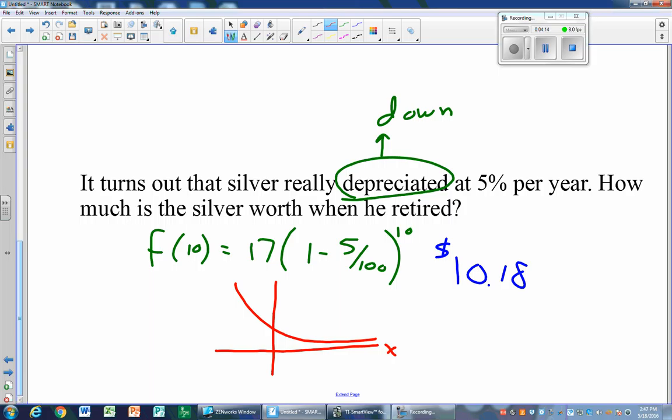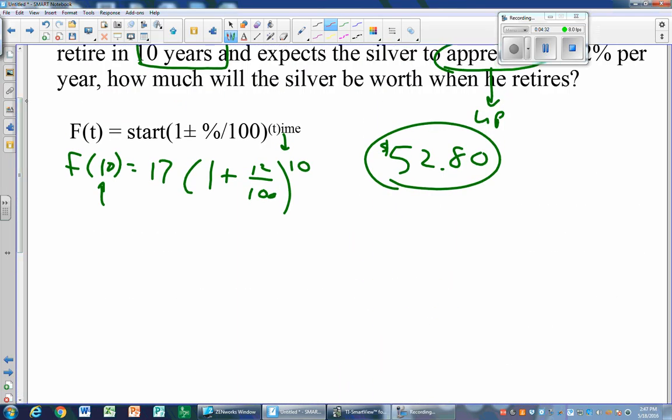This is a depreciation. If you notice, this number is 0.95. It is less than 1. When it's less than 1, it is depreciating or goes down. This number is 1.12. It goes up. So the graph looks like that.